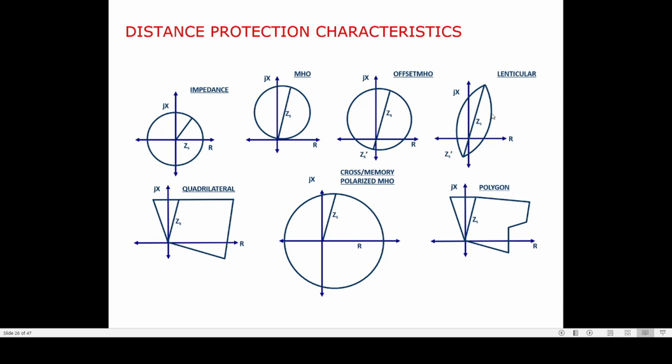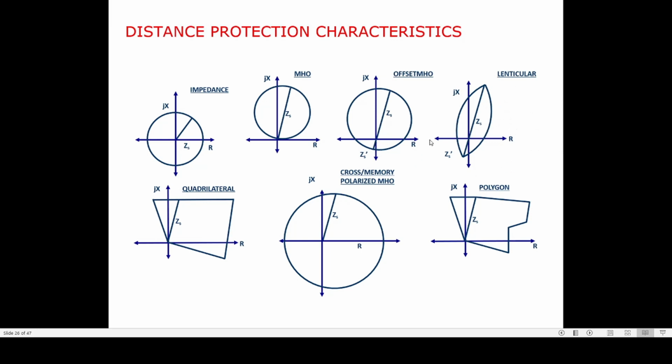Then the lenticular, if you see, the lenticular is exactly the same as the offset mho characteristic. Only thing is that it is compressed from both sides. And why is it compressed? It is compressed so that, if you see here, the total resistive reach of the offset mho characteristic is much more than the characteristic of lenticular type relays.